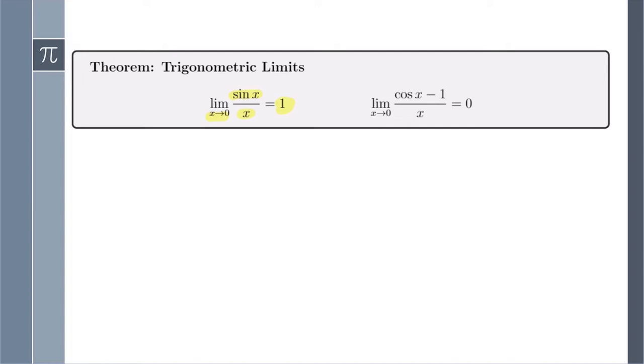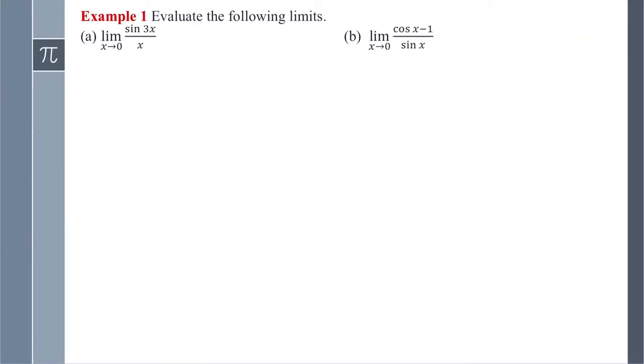And then another limit that we are going to use is limit as x approaches 0 of cosine x minus 1 over x equals 0. So these two limits we are going to use here. So let's look at this limit example first.